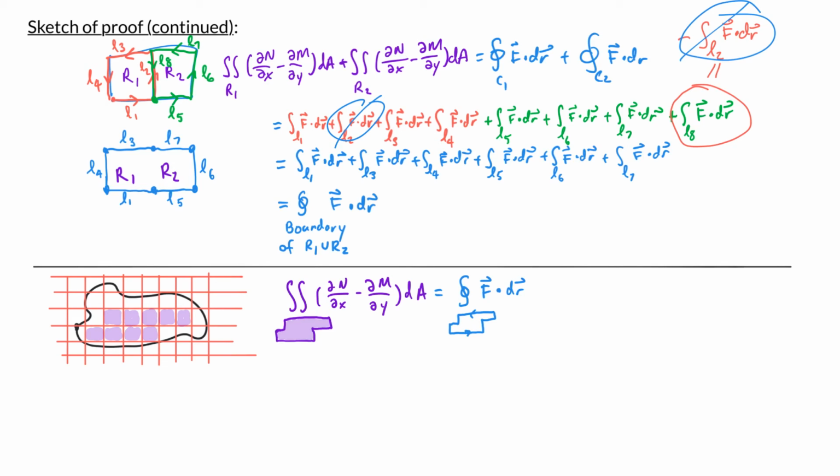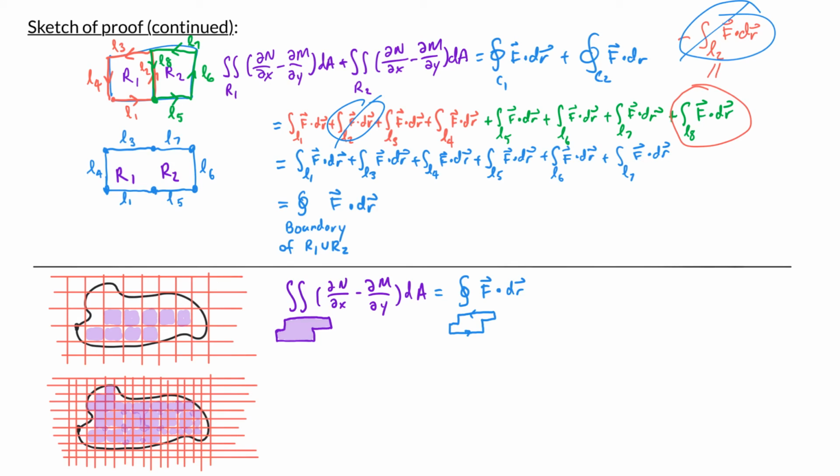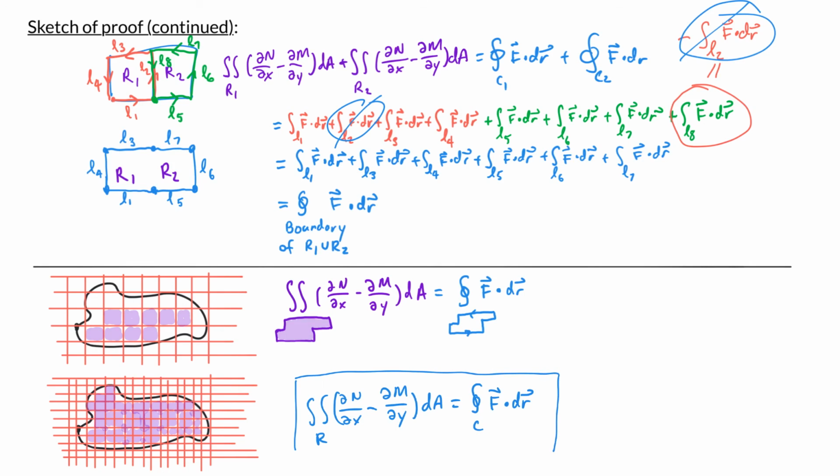Now what we can do is take a finer grid. With this finer grid, our shaded region is now a better approximation to the region enclosed by the curve C, and the boundary of this shaded region more closely approximates the curve C. As we take the limit as the grid gets finer and finer, our shaded region will become the entire region R bounded by the curve C, and the boundary of it will be our curve C. And this gives us Green's theorem for any simple closed curve.